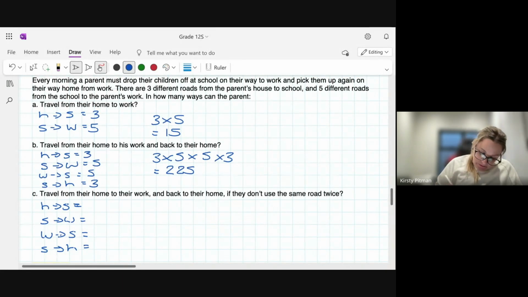Let's have a look. So home to school, 3 roads here. School to work, 5 roads. So I get in my car in the morning, I've got all 3 roads, and then I leave the school and I've got 5 roads. All right. Now I need to go back from work to school.